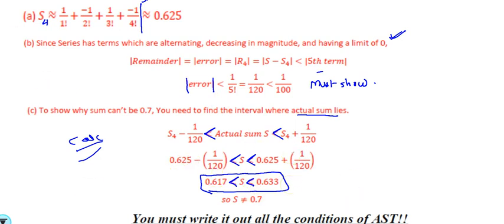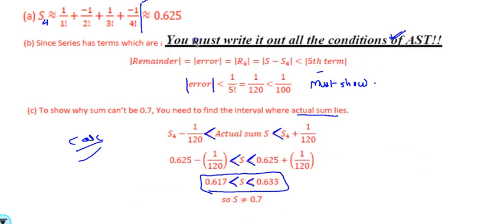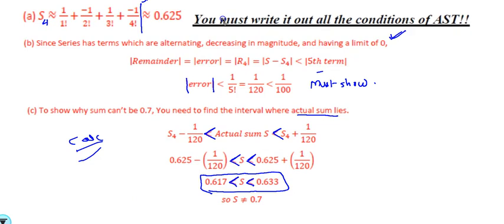One more time, you must include the conditions of AST. You must include the conditions of AST. So let's take a look at another example here on the other side.